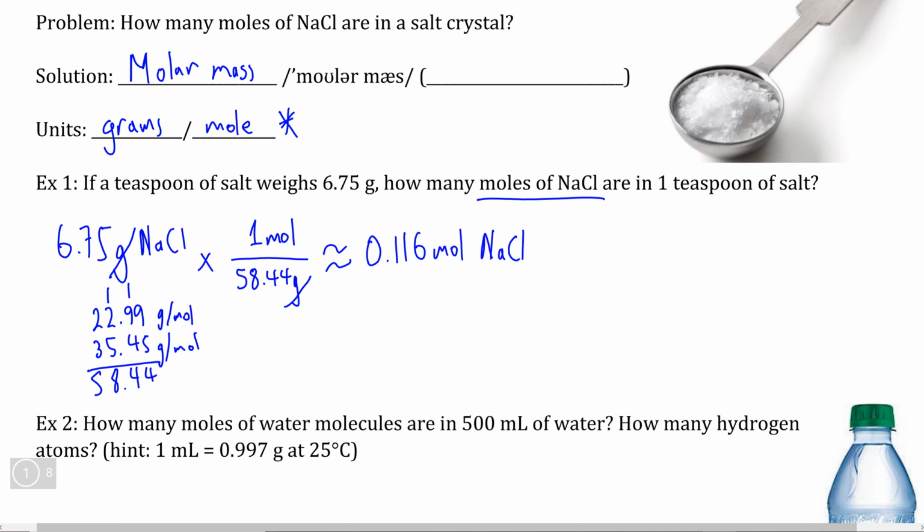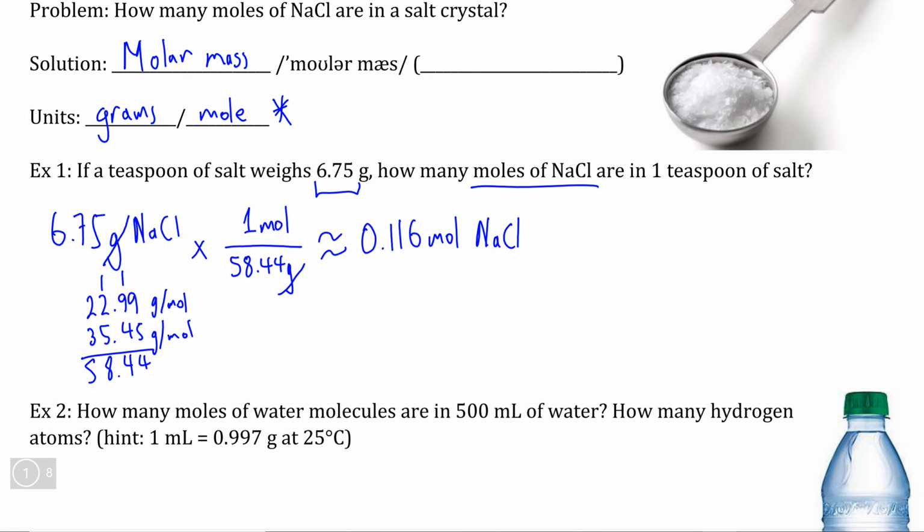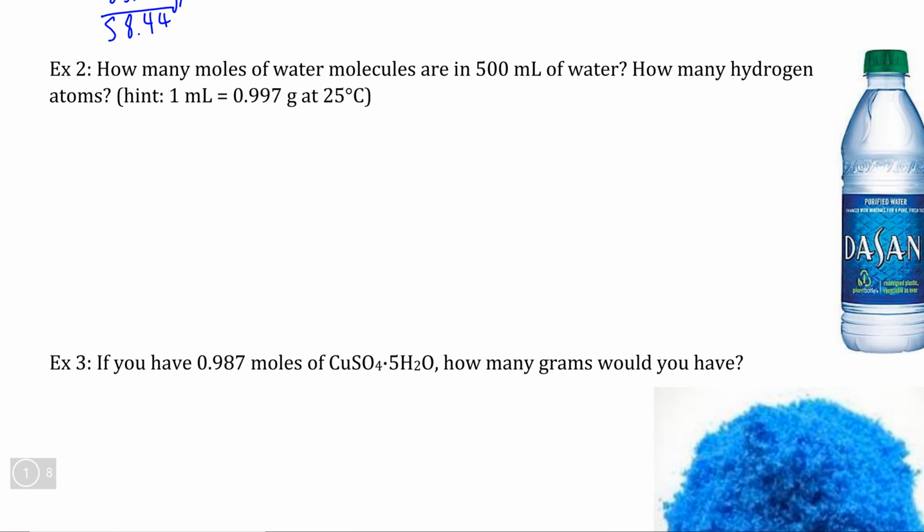And again, the reason why we rounded this to 3 decimal places, or 3 significant digits, is because our starting measurement, 6.75 grams, is also in 3 significant digits. So in short, this is the simplest possible calculation that you can be given for molar mass. But what about more complicated situations?